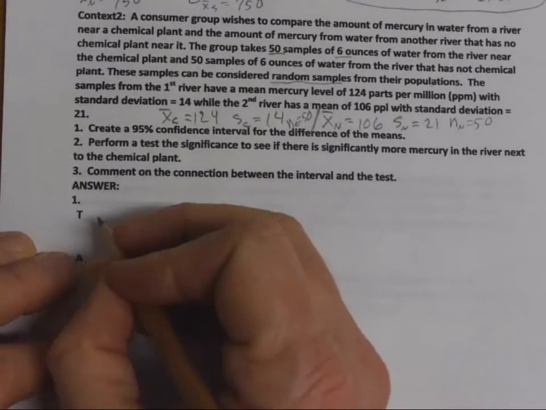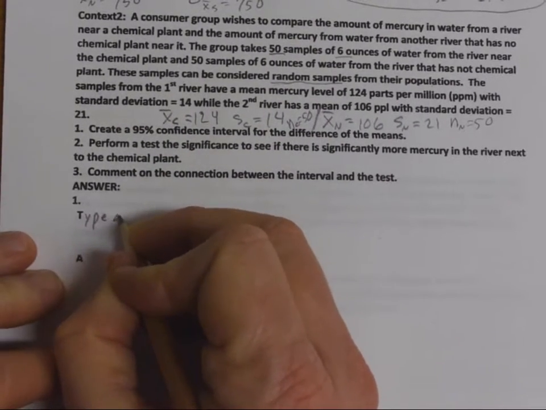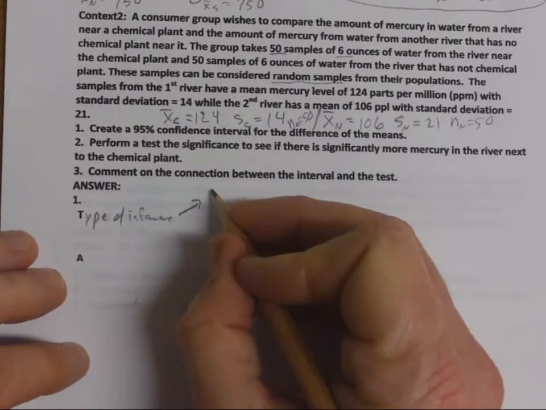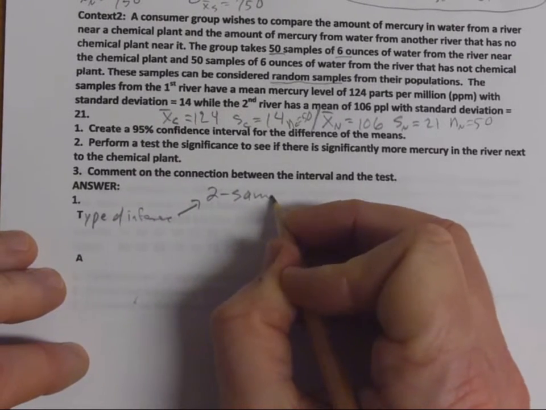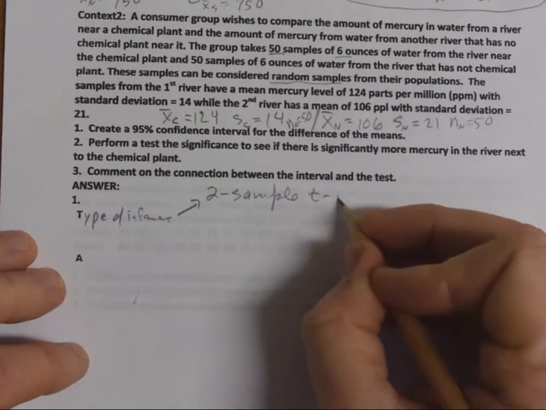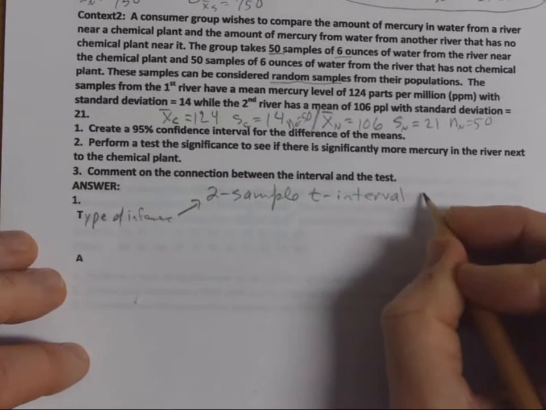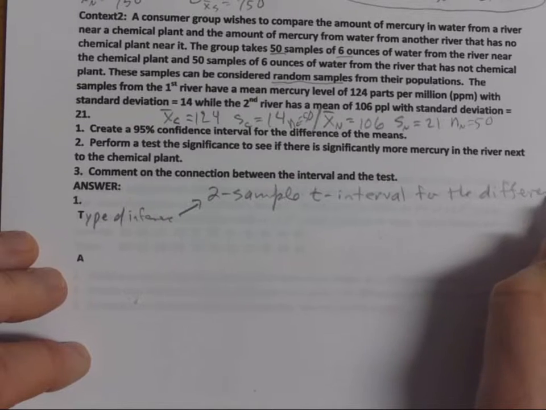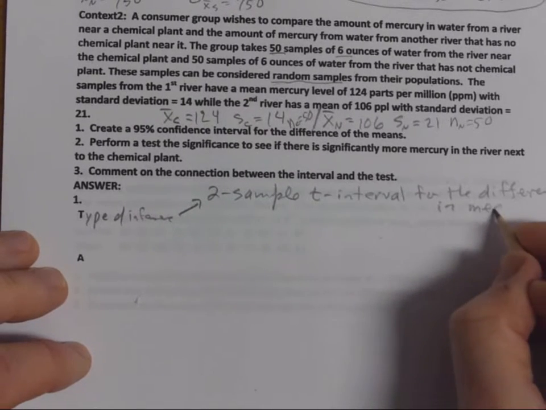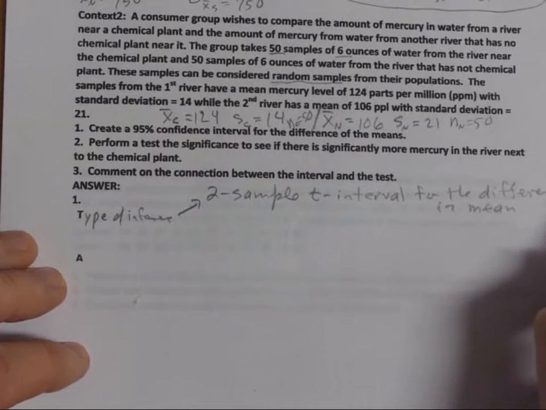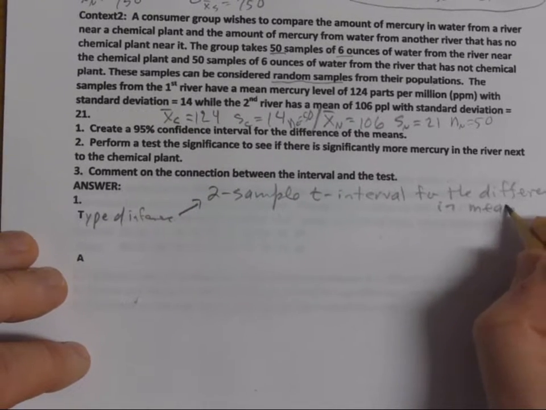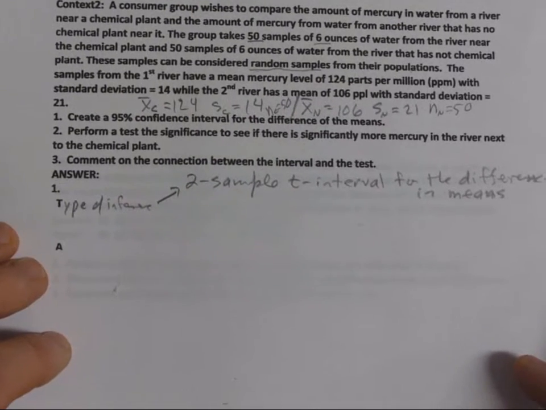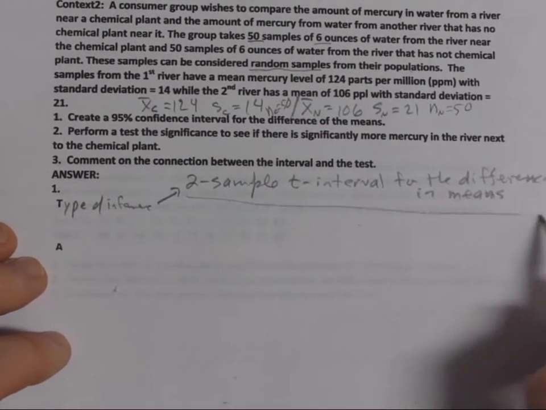So here we go. Now we do our TAME acronym. So our type of inference, and we are calling this a two-sample t interval for the difference in means. Or you could just say two-sample t interval for means. But this would be the complete way. And it is means, plural. So it's a bit cumbersome. It is what it is.